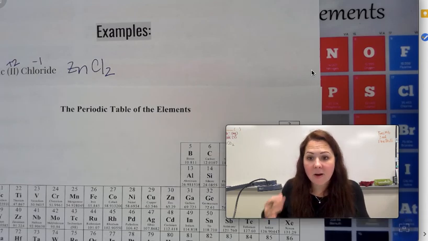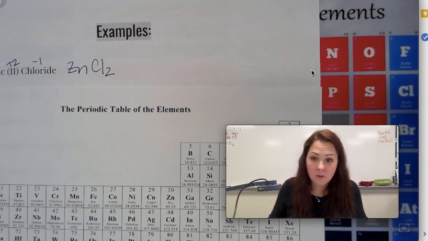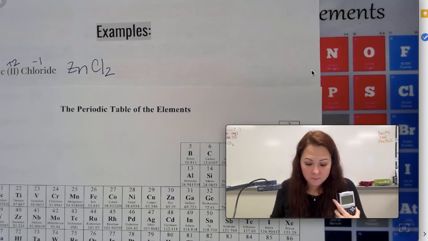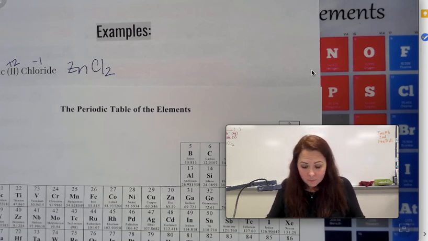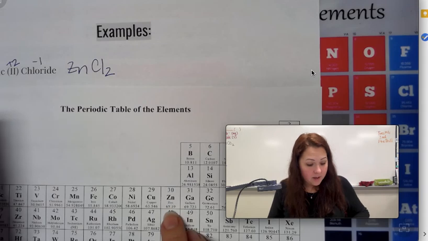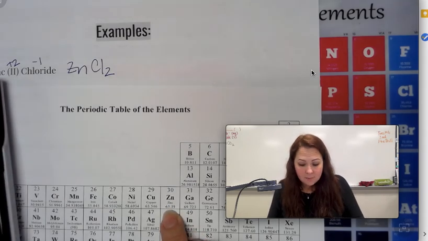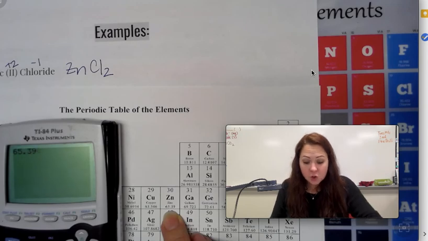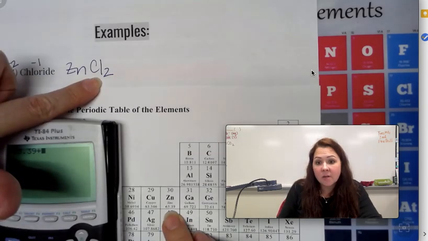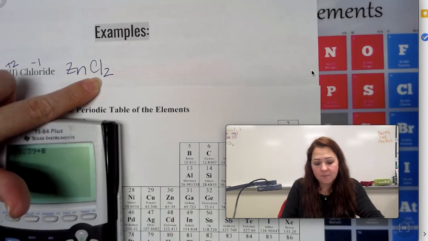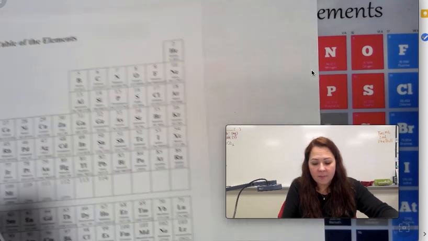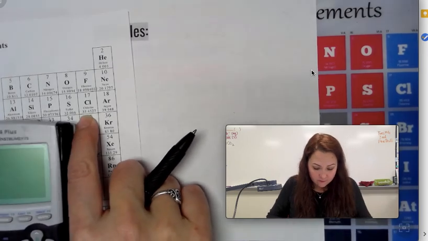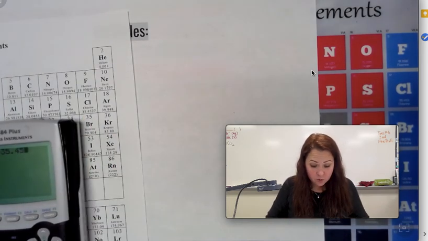It doesn't matter. I round it just to 2 decimal places when I pull it off the periodic table, so I'm not putting as many numbers into my calculator. So with this one, I have my zinc right here. I have 1 of them. So I'm going to take my 65.39 plus I have 2 chlorine, so I need to take chlorine's mass twice. When I find chlorine on my periodic table, it's 35.45. So 35.45 plus 35.45.